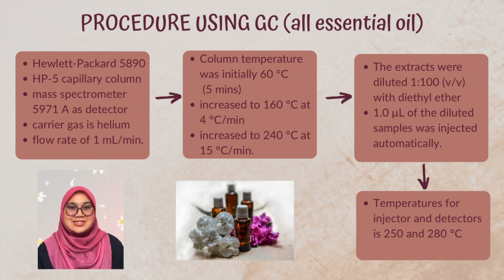Column temperature was initially 60 degrees for 5 minutes, then gradually increased to 160 degrees Celsius at 4 degrees Celsius per minute, and finally increased to 240 degrees Celsius at 15 degrees Celsius per minute. For gas chromatography mass spectrometer detection, an electron ionization system was used with an ionization energy of 70 eV. The extracts were diluted 1:100 with diethyl ether and 1.0 microliter of the diluted samples was injected automatically in splitless mode.